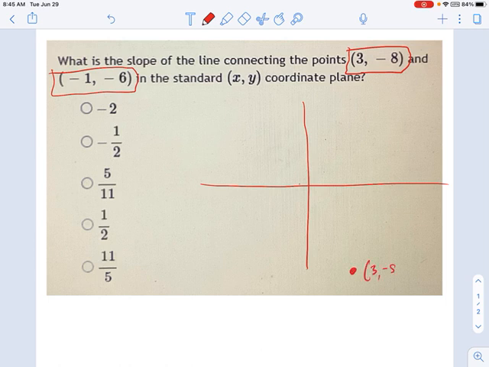Okay, (3, -8). And the other one is (-1, -6). So that's going to be like over here. I don't know, (-1, -6). And you could ask yourself, what is the slope of the line connecting these 2 points? Well, go ahead and do it that way if you want, okay?